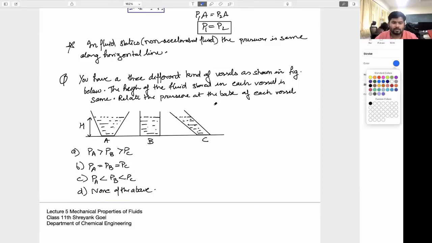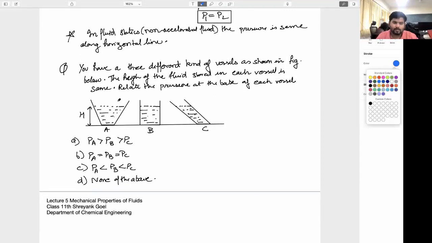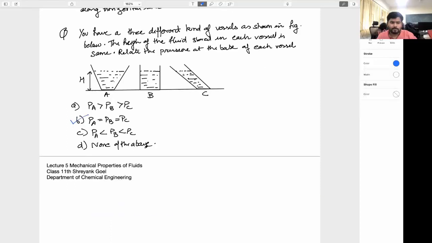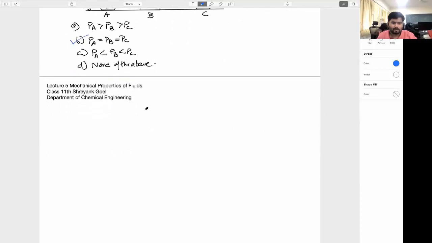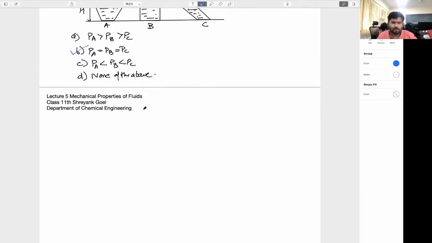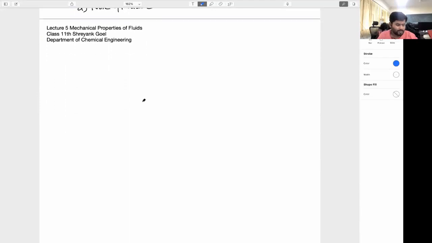So as I already discussed, for all the three vessels, the height is the same. Because the height is the same, and we have discussed that the pressure at the base is only dependent on the height, the correct option for this question is PA equals PB equals PC. In order to explain why pressure is only dependent upon the height, I will be taking an example.